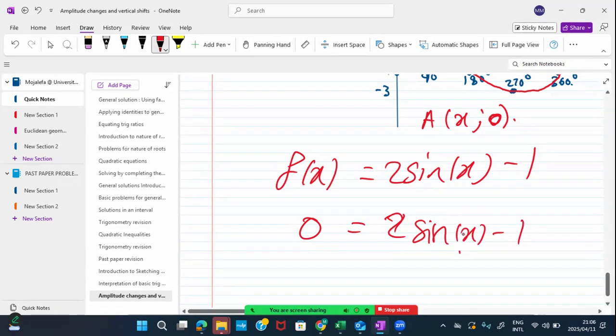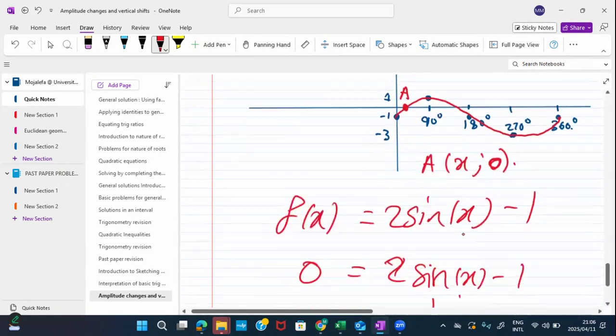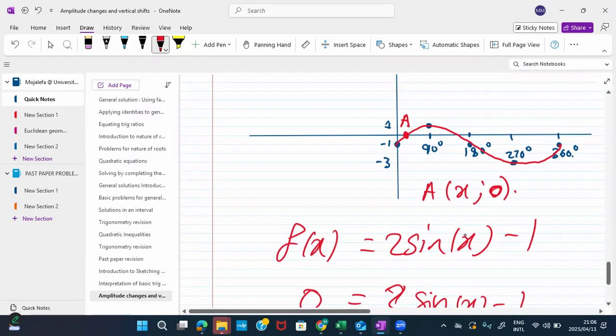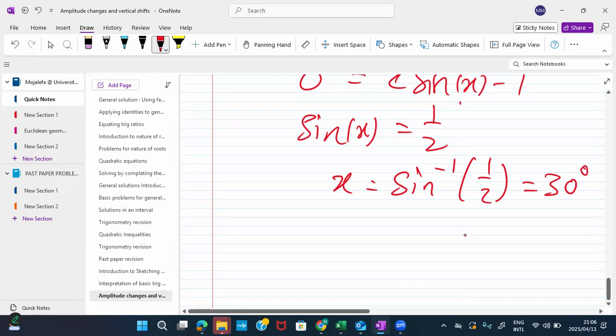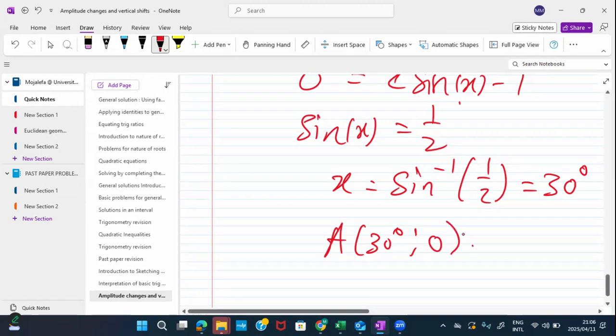Then you're going to end up having sin x = 1/2, right? Then you know that you are looking for an angle in the first quadrant. Remember, it's an angle in the first quadrant because this A is found between 0 and 90. So you can just use the reference angle. That x value will be the reference angle, so it will be just equal to sin inverse of 1/2, which is just 30 degrees. So therefore, the coordinates of A will be (30 degrees, 0). Do you see?